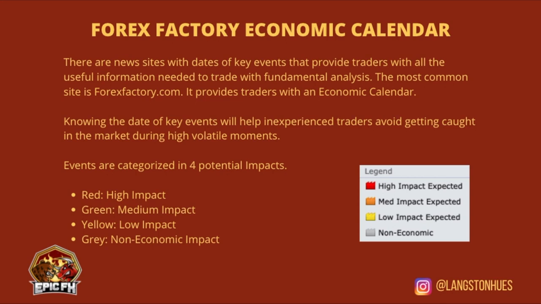Events are categorized in 4 potential impacts. Red, high impact expected. That can be events such as a prime minister or president speaking, maybe the central bank of a particular country is speaking or having a gathering. Next, we have medium impact. Not so big of an impact as high impact, but it can still move the market.